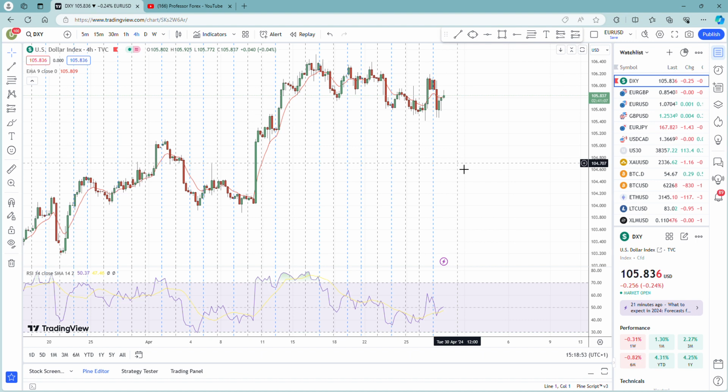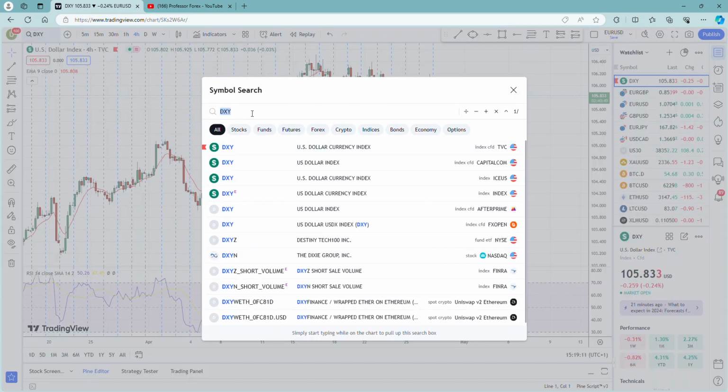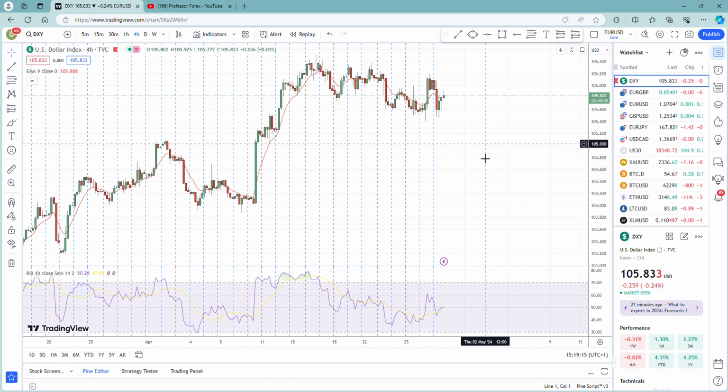Hi everyone, in this video I'm going to show you a breakdown of the DXY, which is the dollar index, and how we use this to aid the analysis in terms of EURUSD and GBPUSD. First of all, if you open up Trading View and go into the top left corner and search for DXY, which is a US dollar currency index. If you trade in the USD pairs, you always need to look at this first. This is negatively correlated to the EURUSD and GBPUSD.